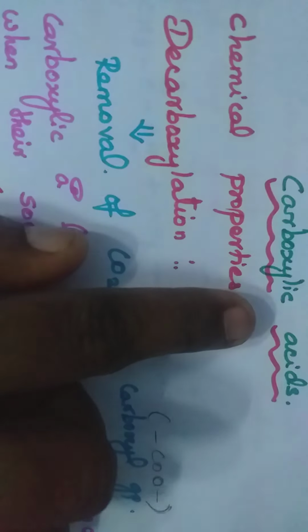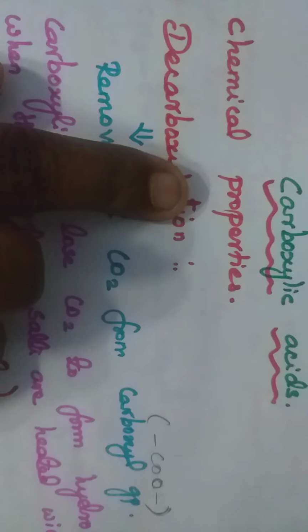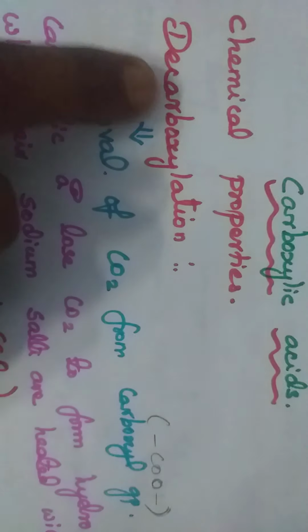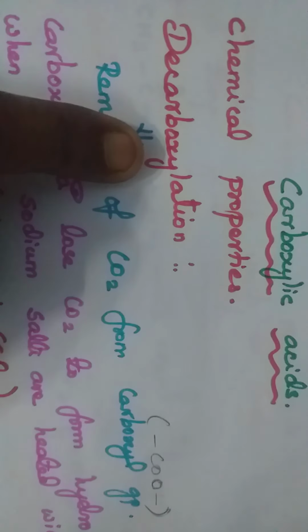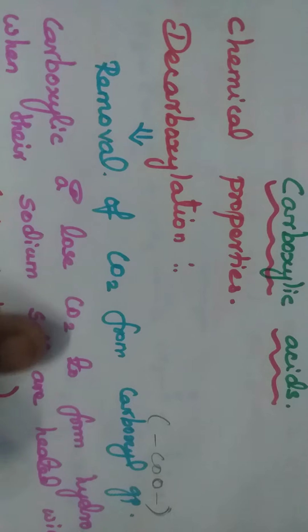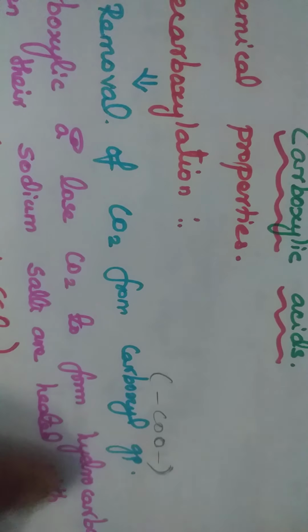Dear students, now we are going to see the carboxylic acids. In this carboxylic acid, we are going to see the chemical properties. First property here is decarboxylation. What is decarboxylation? Removal of the carboxyl group. So decarboxylation is the removal of carbon dioxide from the carboxyl group. So the carboxylic acid loses carbon dioxide to form a hydrocarbon. That means any carboxylic acid which loses carbon dioxide has a tendency to form a hydrocarbon.